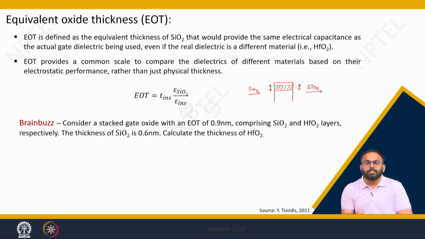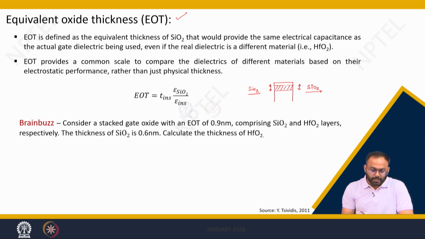If you scale the silicon dioxide to a very thin value, then what will happen? There will be gate leakage or dielectric breakdown. To avoid that, we replace silicon dioxide with some other material having a higher physical thickness, which gives the same equivalent oxide capacitance as silicon dioxide. That is the concept of effective oxide thickness.